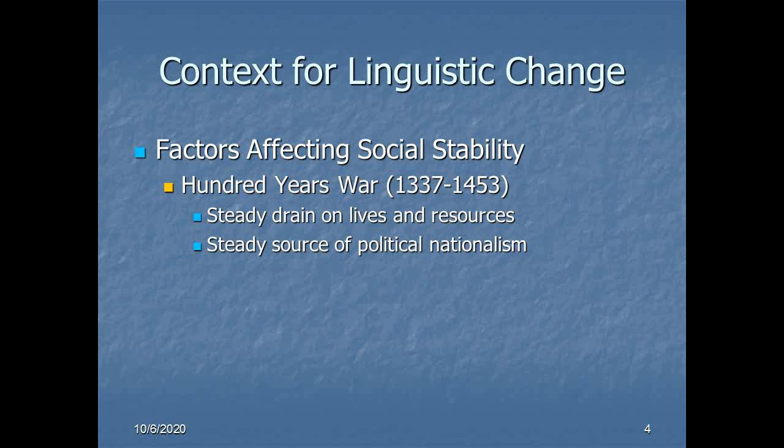Now, the flip side of that, and I think this is really more important than what I was just talking about, was the ongoing increase, the ongoing rise in English nationalism, in seeing the French as that hostile other, and in therefore embracing all things English.